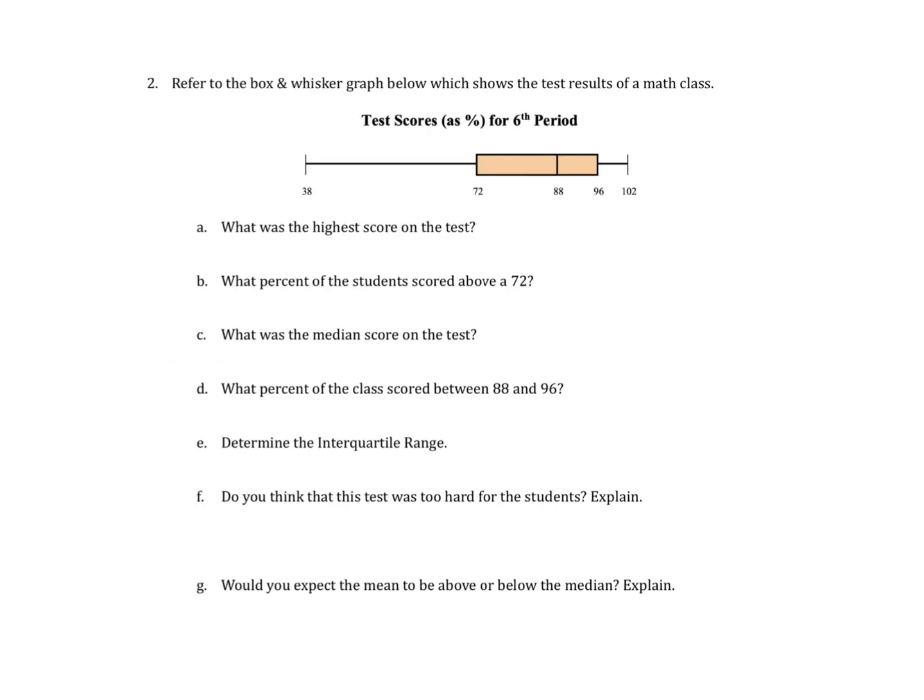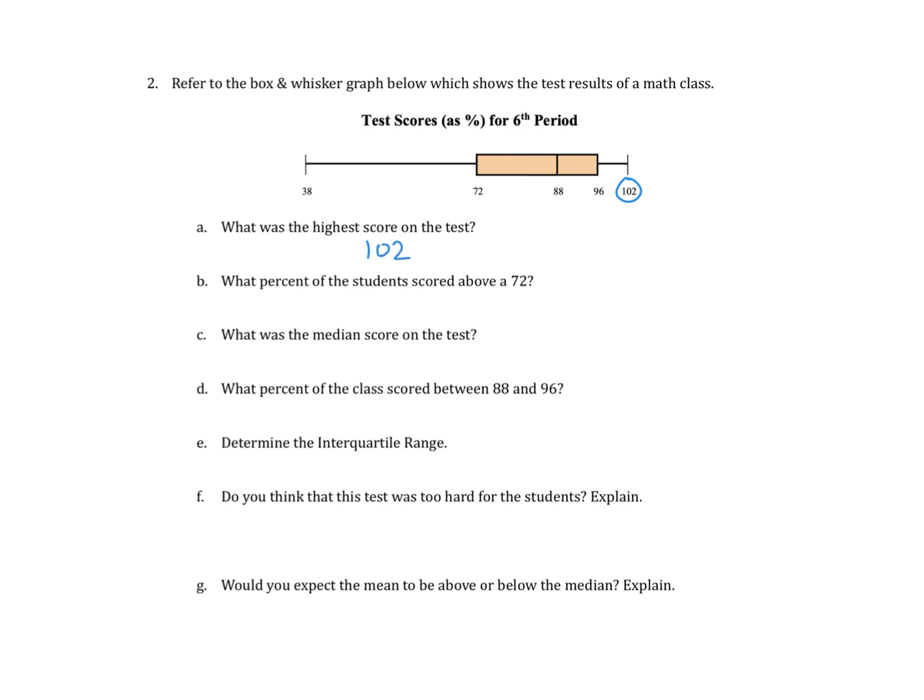Okay, we're going to look at one more example where we interpret a box and whisker plot. Refer to the box and whisker graph below, which shows the test results of a math class. What is the highest score on the test? Well, the highest score is going to be the maximum value, 102.